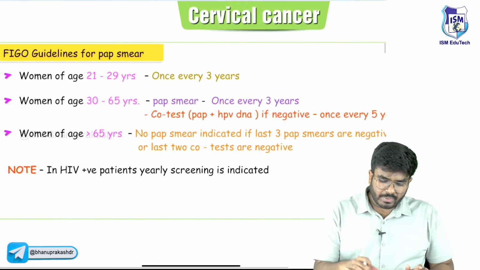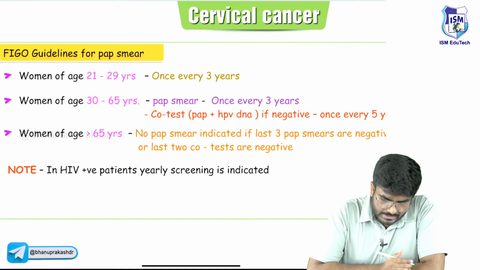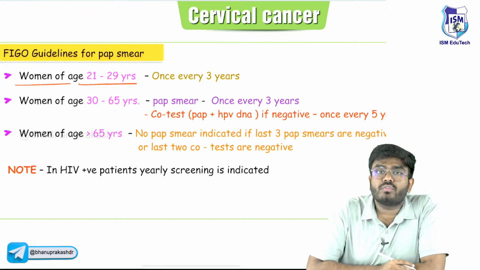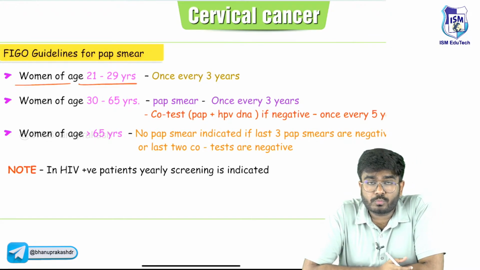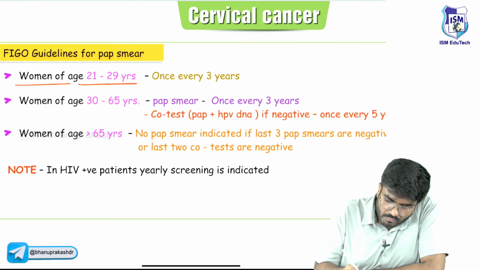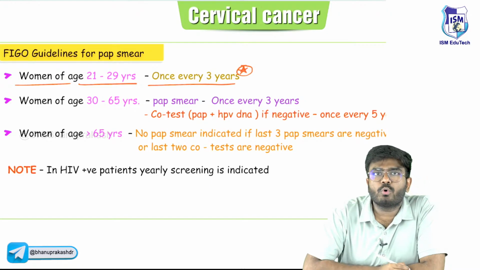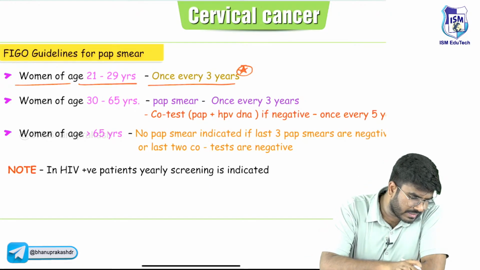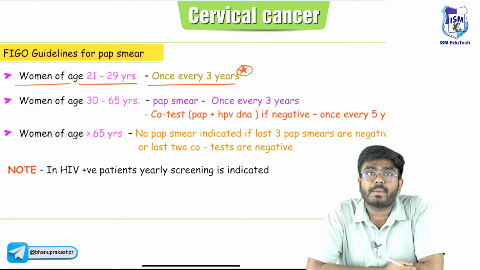Now, some important questions which were previously asked. Women of age 21 to 29 years, the main reproductive age group. What do they have to do? Once in every 3 years, they have to go for the PAP.